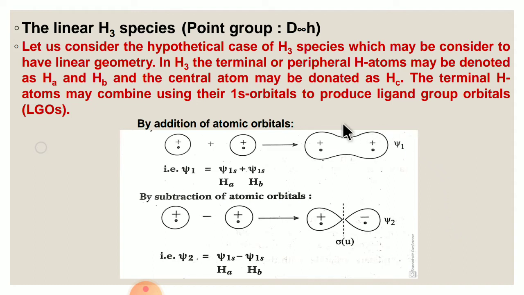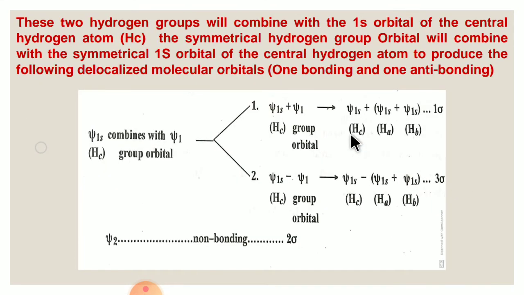These ligand group orbitals further combine with the central hydrogen atom. These two hydrogen group orbitals will combine with the 1s orbital of the central hydrogen atom, that is HC. The symmetrical hydrogen group orbital will combine with the symmetrical 1s orbital of the central hydrogen atom to produce the following delocalized molecular orbitals. Out of that, one is bonding and another is antibonding.